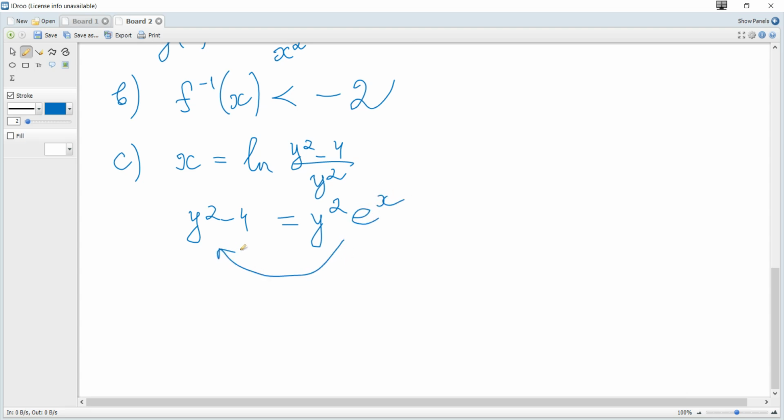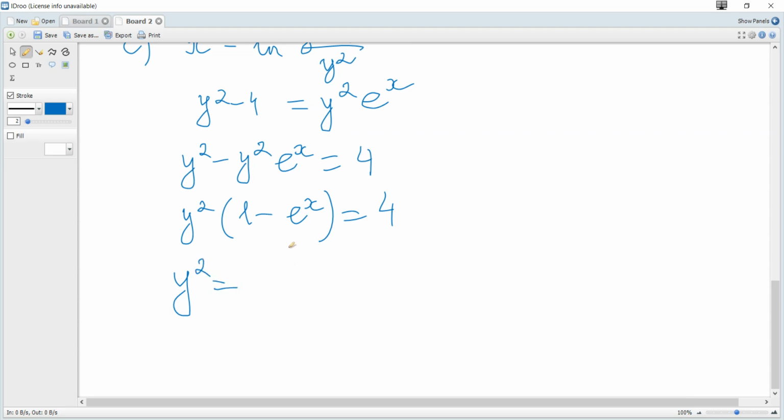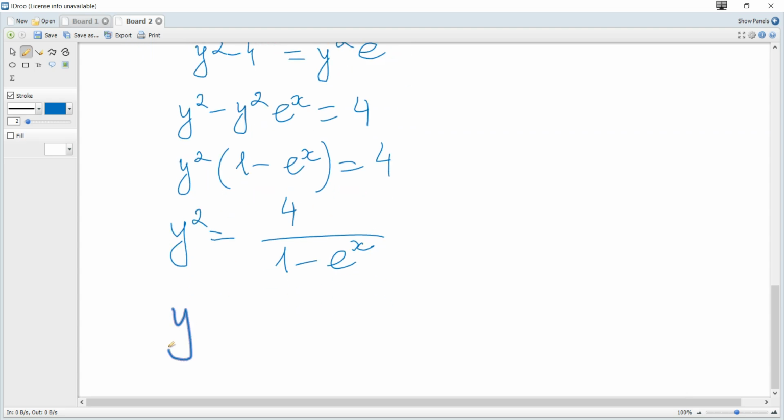Move this to the left. And this to the right. And let's factor out y squared. Hence, y squared is 4 over 1 minus e to the power of x, and y is, in general, plus minus a square root of this. Square root of 4 is 2 over square root of 1 minus e to the power of x.